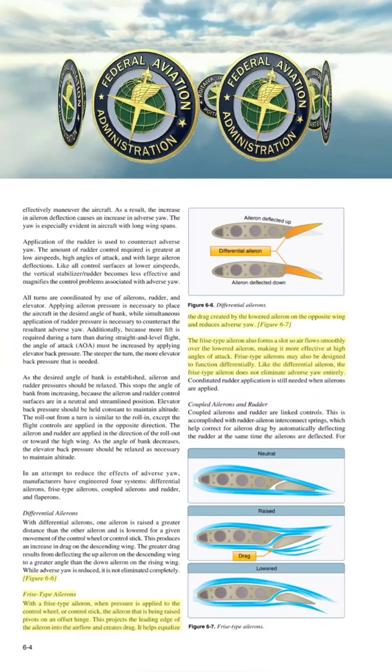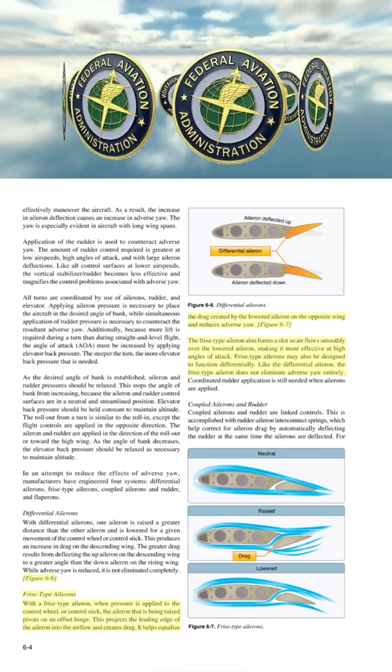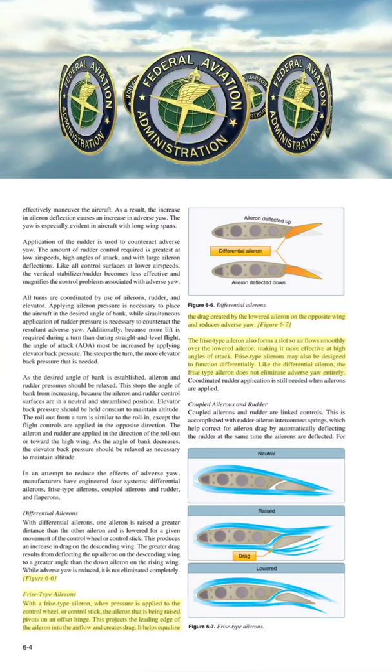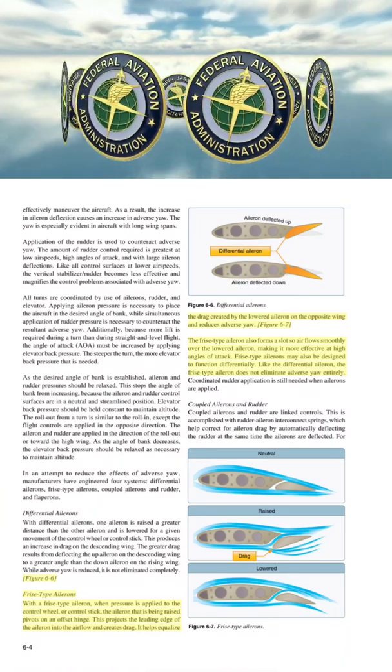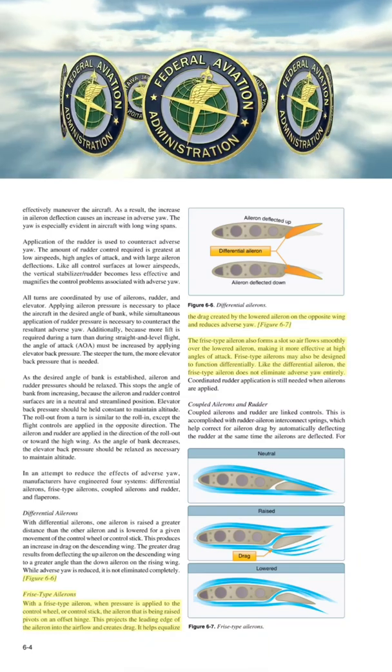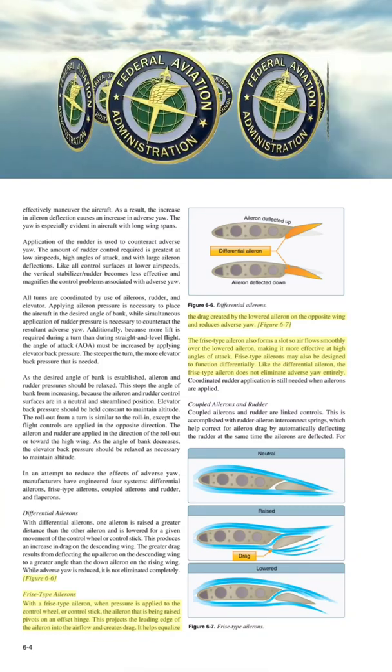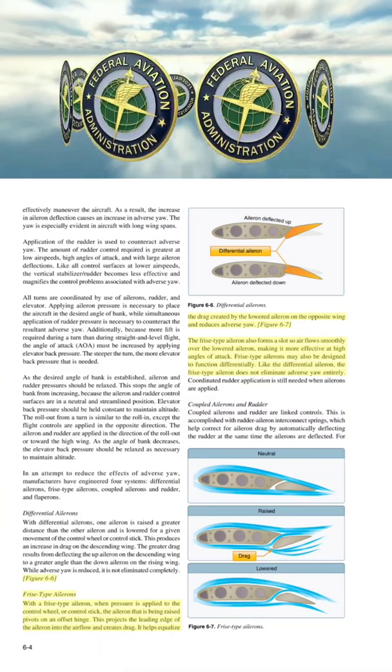Figure 6-6. Frise-type ailerons. With a frise-type aileron, when pressure is applied to the control wheel or control stick, the aileron that is being raised pivots on an offset hinge. This projects the leading edge of the aileron into the airflow and creates drag. It helps equalize the drag created by the lowered aileron on the opposite wing and reduces adverse yaw.